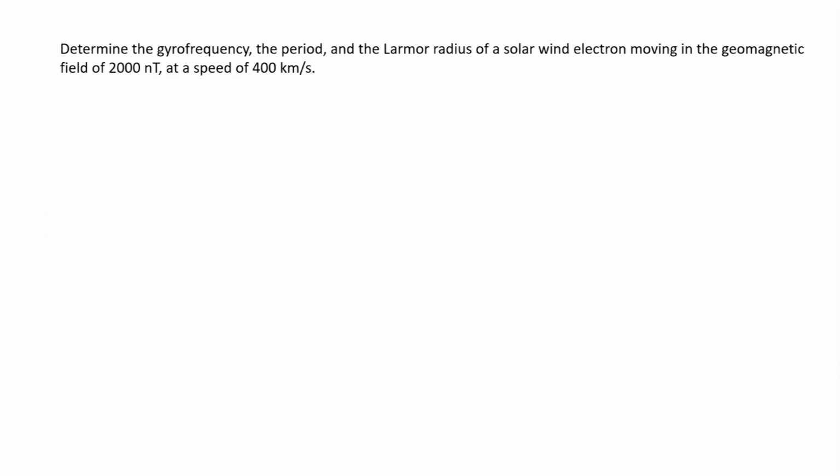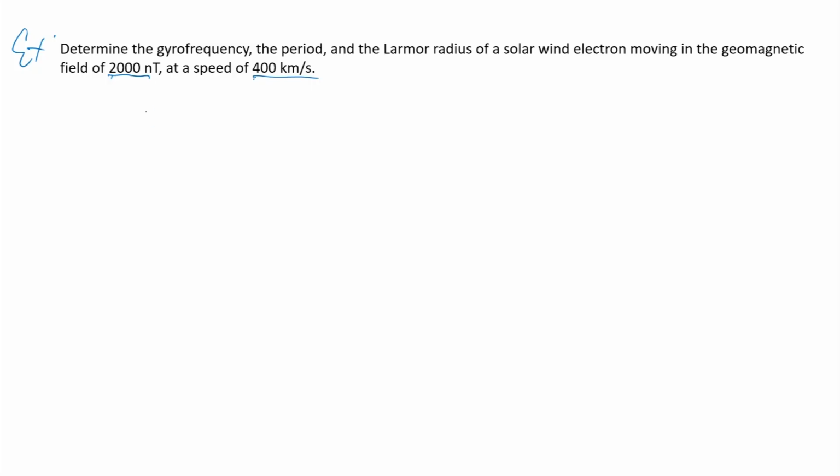Let us try this as an example. Determine the gyro frequency, the period and the Larmor radius of a solar wind electron moving in the geomagnetic field, with this magnetic field intensity, at a speed of 400 kilometers per second. We will assume the direction is perpendicular. Whenever nothing is given, we will assume the direction is perpendicular.